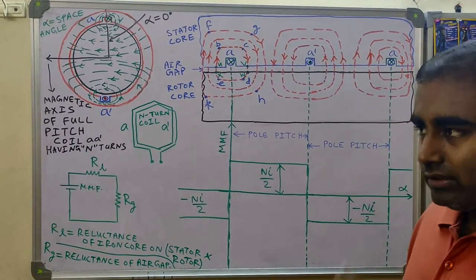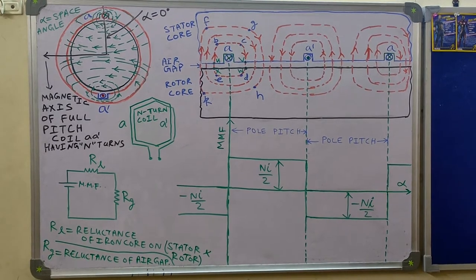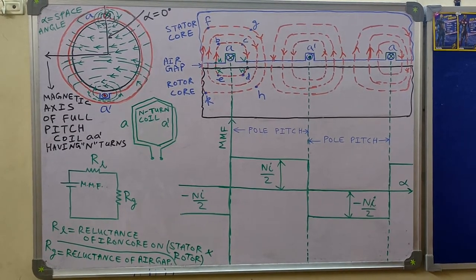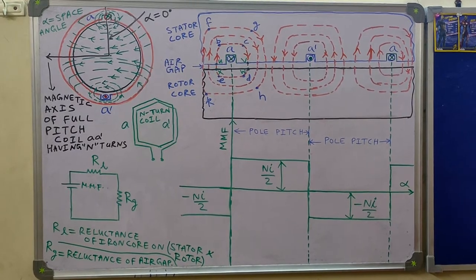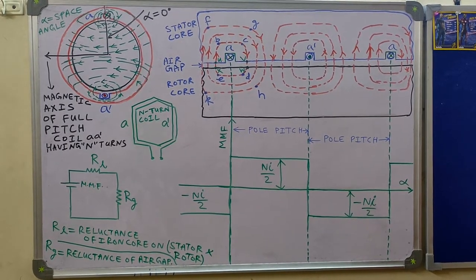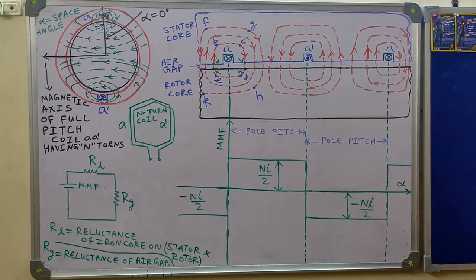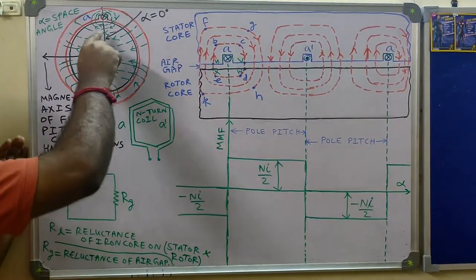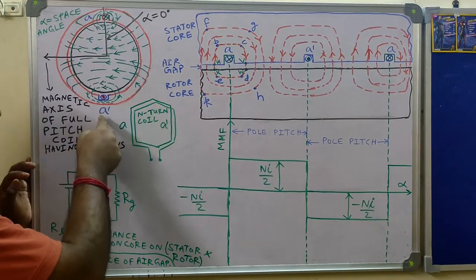Hello everyone, in this video lecture we would like to find out the nature of space distribution of MMF for a single full pitch coil. So what we want to actually find is that given a single coil, that single coil which we are considering here is assumed to be a full pitch coil. A full pitch coil is a coil whose coil span is 180 degree electrical, and we are interested in knowing the variation of magneto motive force in the air gap periphery with the distance as we are moving along the air gap periphery, how the magnitude of MMF changes for this single coil AA dash, which is shown here.